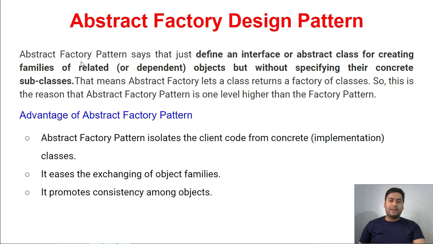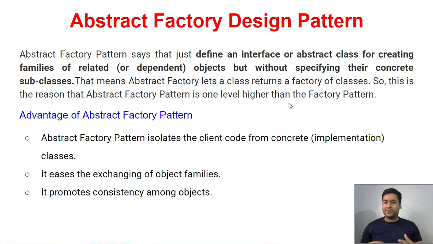The abstract factory pattern says to just define an interface or abstract class for creating families of related or dependent objects, without specifying their concrete subclasses. That means an abstract factory returns a factory of classes. Whatever abstract factory implementation classes we have, they only return the factory of the classes. First we implement the factory, and on top of that we write the abstraction. This is the reason the abstract factory pattern is one level higher than the factory pattern.